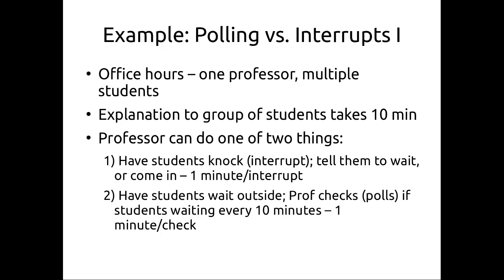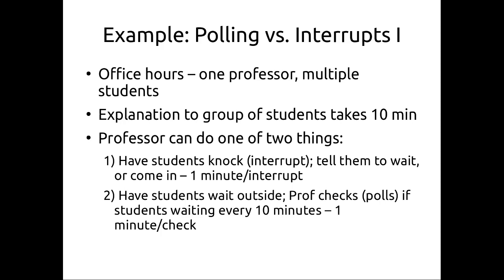Now, the professor can have two policies. They can say, okay, students have to knock on the door when they come to office hours, and I can tell them to wait until the next group, or I can tell them to come in, right? And unfortunately, whenever a student knocks, the professor has to get up, and if they're old or just clumsy like me, and I'm probably going to fall 5 times before I reach the door, it's going to take about a minute to get up, go to the door, tell somebody to wait, tell them to come in, whatever. So every time that we get an interrupt, it takes 1 minute to process that interrupt, right?